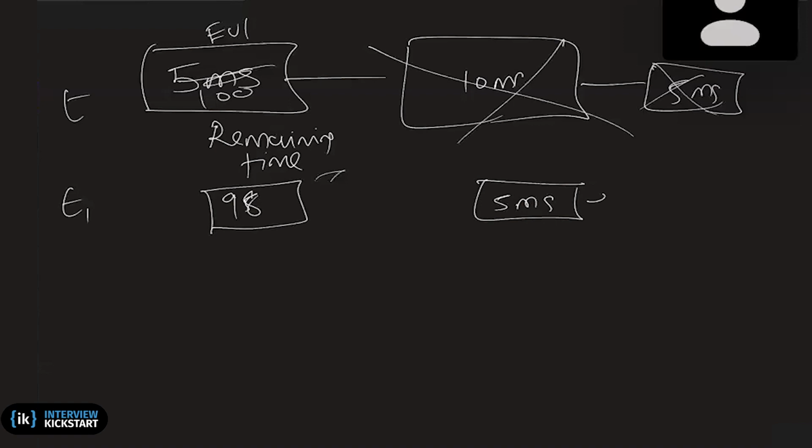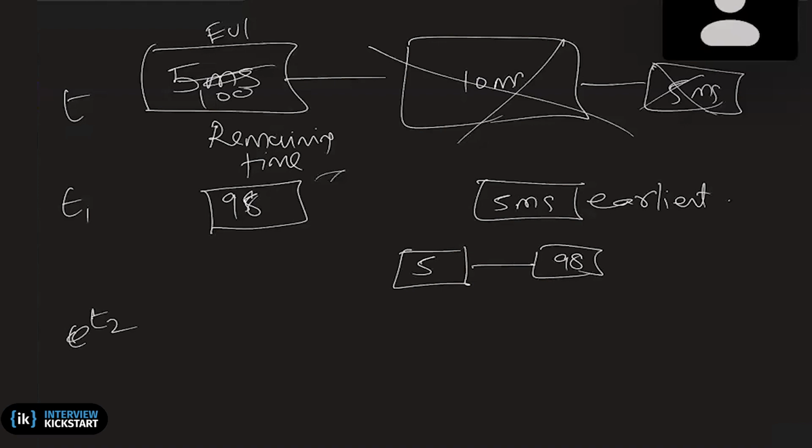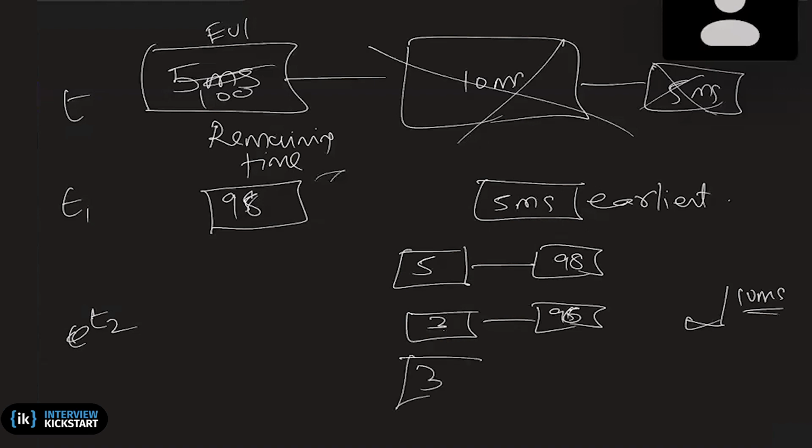So obviously, this is the earliest event, right? This will have to fire first. So the queue will become like this, 5 followed by 98. Okay, this is at T1. Then some more ticks happen. Let's say 2 more ticks happen. So this will become 3 and this will become 96, right? Then you get another 10 millisecond timer coming. And this 10 millisecond timer is more than 3. The remaining time is 10 ticks, because it is from current time. So the insertion will be like this.